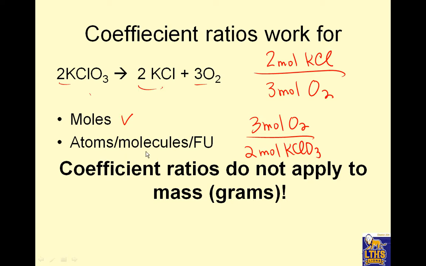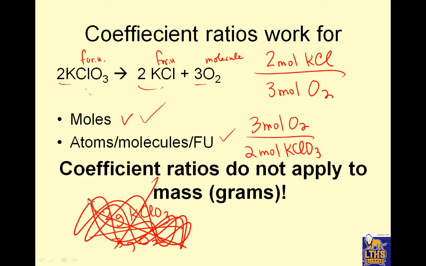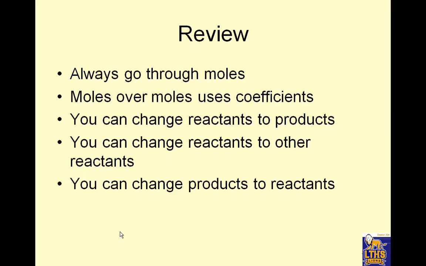So you can use those coefficients as moles. You can also use them as tiny pieces: atoms, molecules, or formula units. This would be a formula unit, and this one's a molecule. A balanced equation talks about the tiny pieces of chemistry, or a bunch of those tiny pieces together. So moles, atoms, molecules, formula units. Please never use the coefficients as grams. You can never say 2 grams of KClO3 for every 3 grams of O2. That is so wrong. Coefficients are not grams.